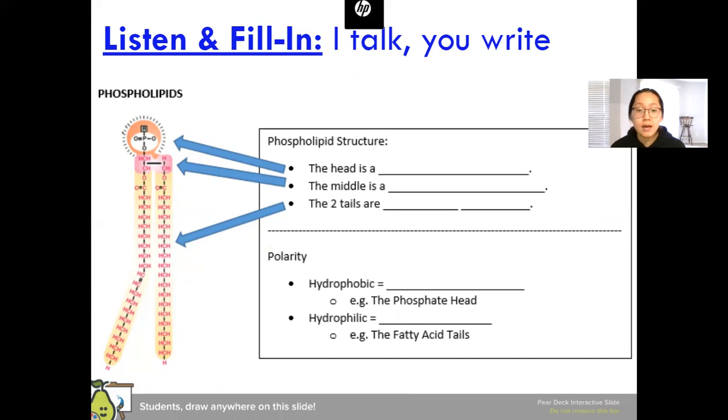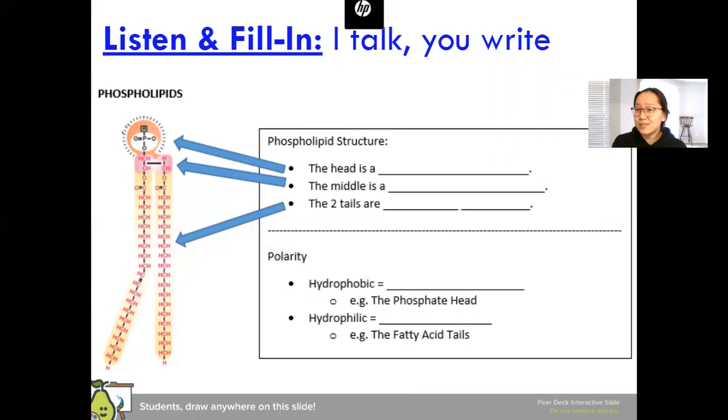Now, polarity. Hydrophobic means, well, hydro means water, and phobic is when you have a phobia. So hydrophobic would mean water fearing, or afraid of water. On the other hand, again, hydro means water, and philic is the opposite of phobic. The opposite of completely fearing something would be loving it, right? So hydrophilic means water loving.